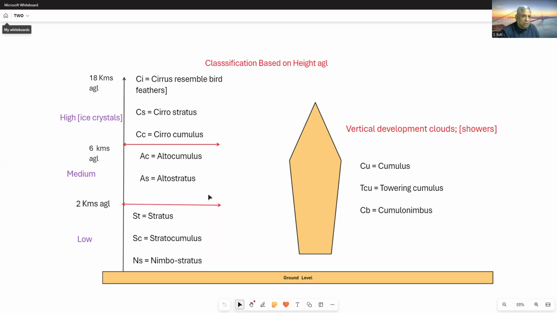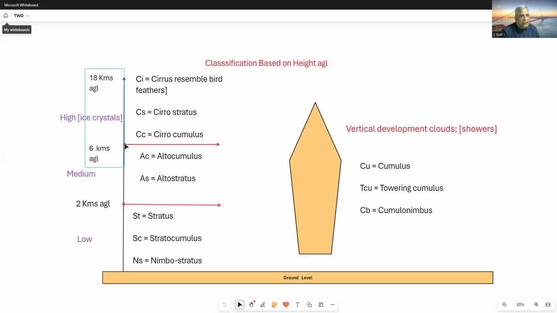Then there are medium level clouds, 2 to 6 kilometers. Cumuliform are called altocumulus and stratiform are called altostratus. Please remember these abbreviations from now on, because when you go to the MET section, in his MET briefing, he will not write such long names. He'll be using the abbreviations. So it will be helpful for you to remember all these abbreviations.